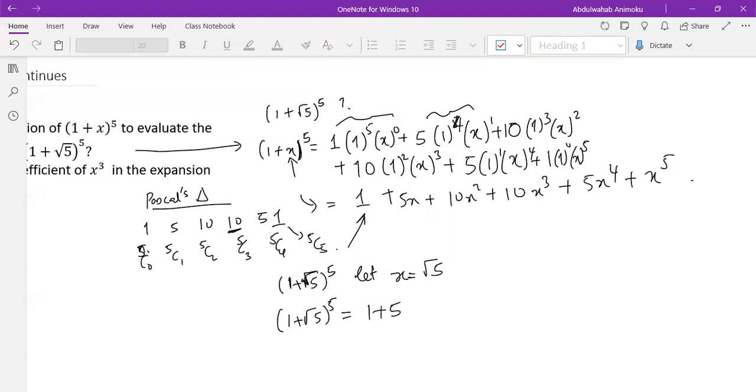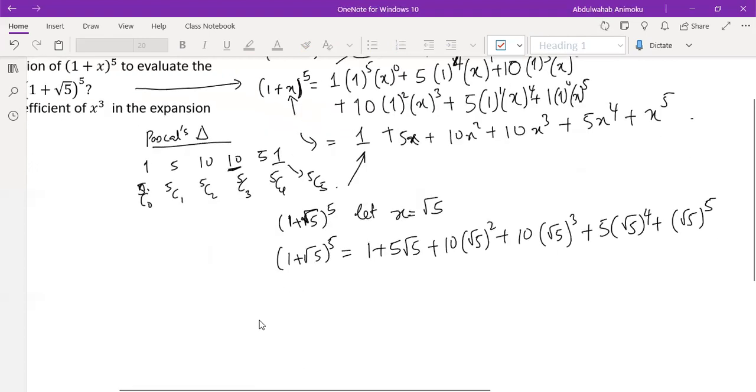Okay. When that happens, (1 + √5)^5, using this expansion, will now become 1 plus 5 times, because this is 5x, that will be 5 times √5. The next one will be 10 times (√5) squared. The next term is 10 times (√5) cubed. The next term is (√5) raised to the power 4. The next one is (√5) raised to the power 5. Okay, cool. Now we just need to evaluate this.